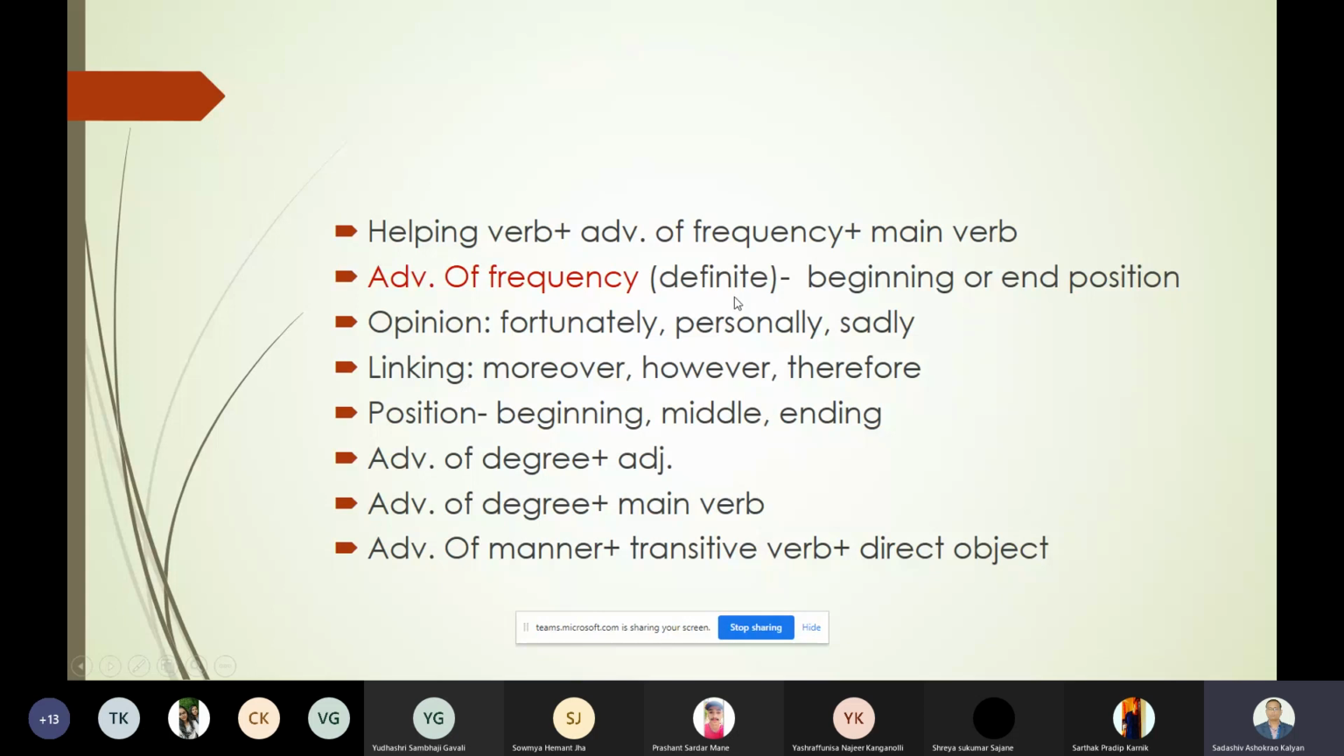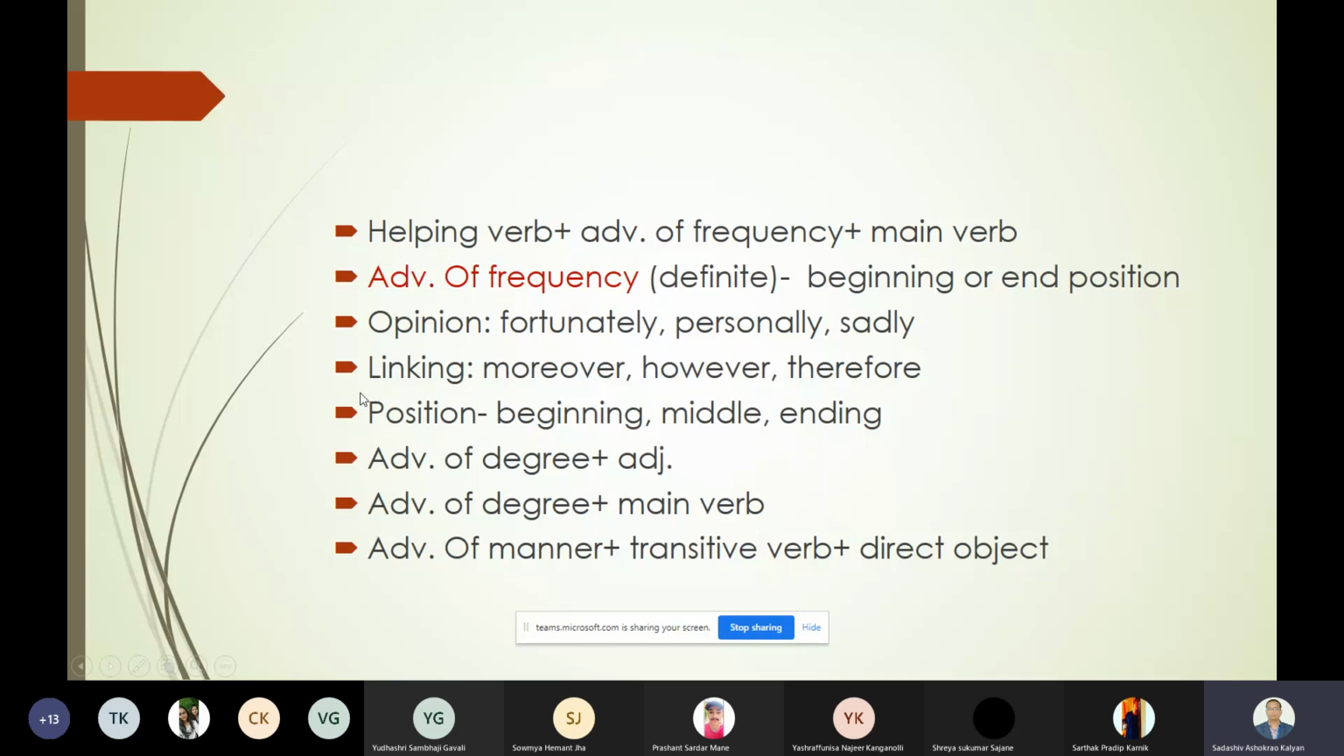We also have the adverb of frequency that is considered as the definite kind of adverb of frequency that we can use at the beginning of the sentence or at the ending of our sentence. That's why it is called definite. Definite means it's considered as sure. Whenever we want to present our position, it can be the position of the beginning, middle, or ending. To convey it, we are using the adverbs.